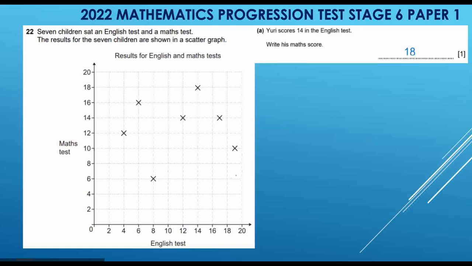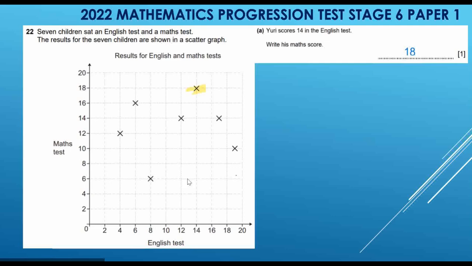The answer is 18. So let's see, this is 14 for English. English is here, so this is the only coordinate showing 14 for English. So we plot this to the math axis. It's 18. That's how we got 18.